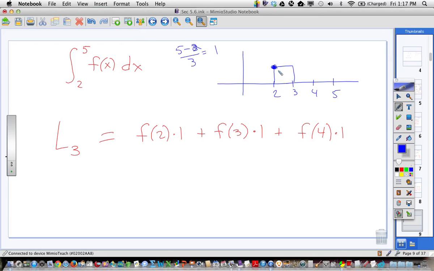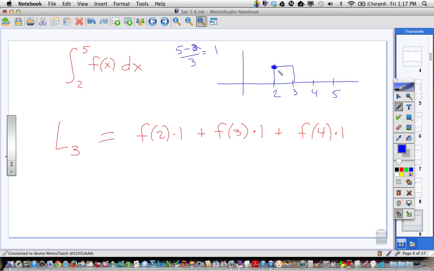Okay, now I want you to look at problem number 25 in your book. What's the function? It's just a table of data, right? Who cares? If the function's an equation, a graph, a table of data, it doesn't matter. So you want to do an L3 approximation, boom, here we go.